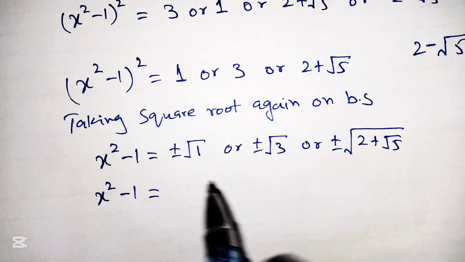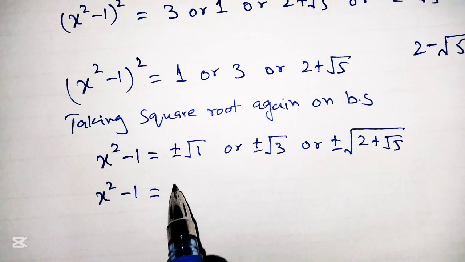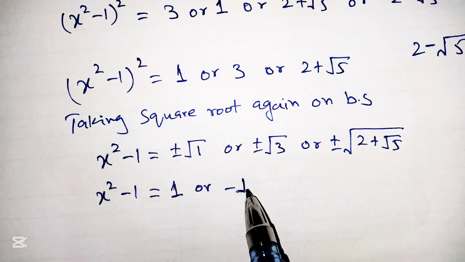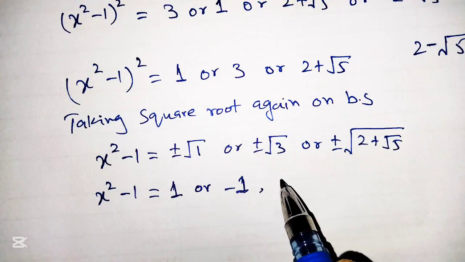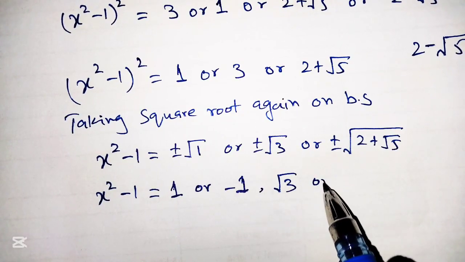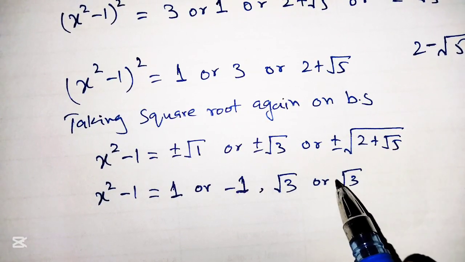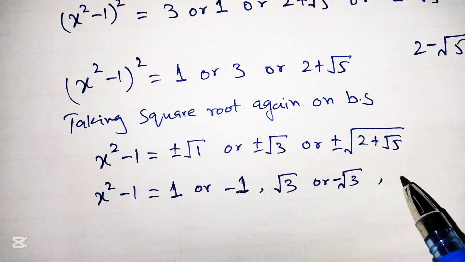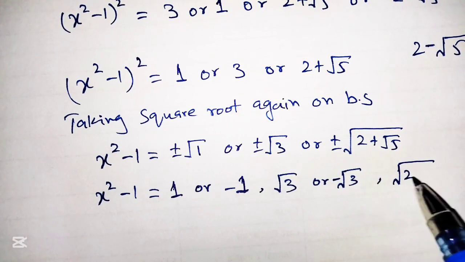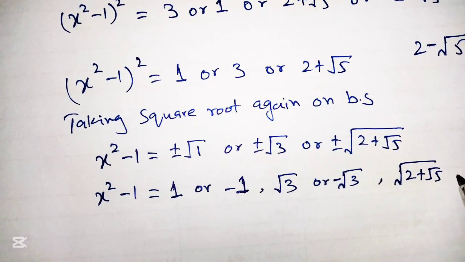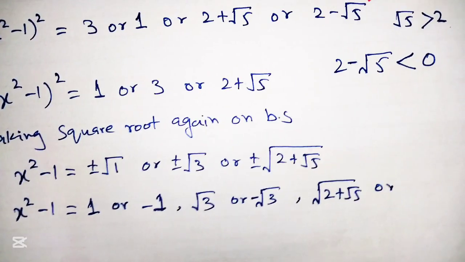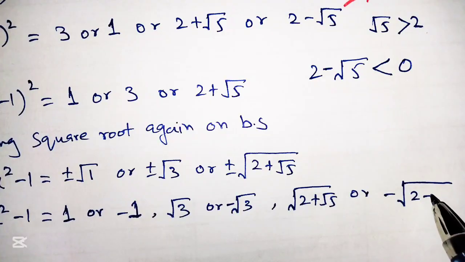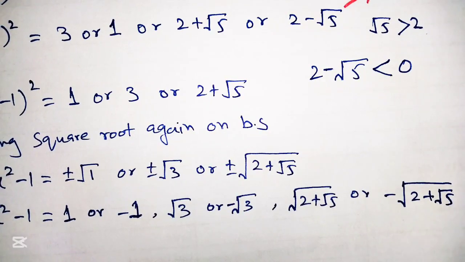Now we can write it separately as x square minus 1 is equal to, so we will write these terms as square root of 1 is 1, so from this we get 1 or minus 1, and from this we get square root of 3 or minus square root of 3, and from this we get square root of 2 plus square root of 5, or minus square root of 2 plus square root of 5.